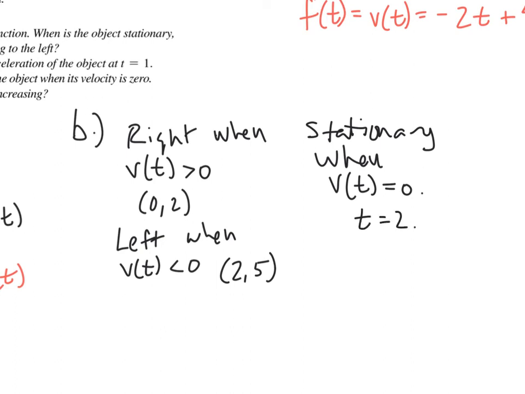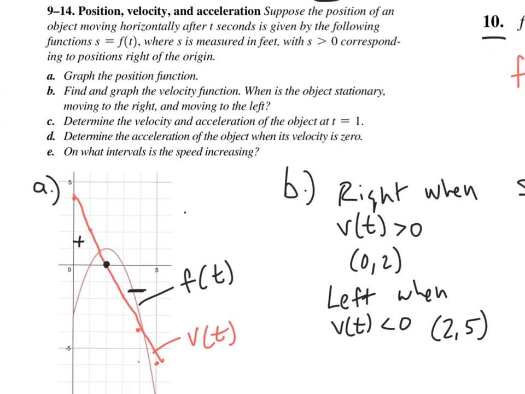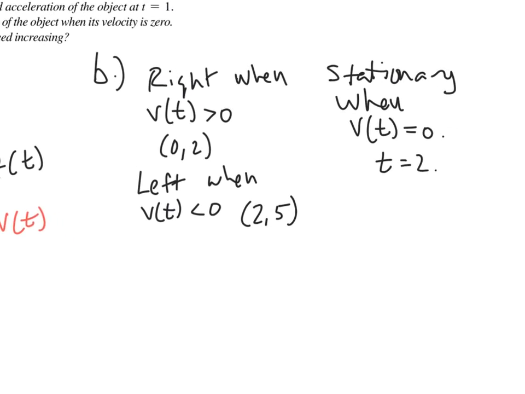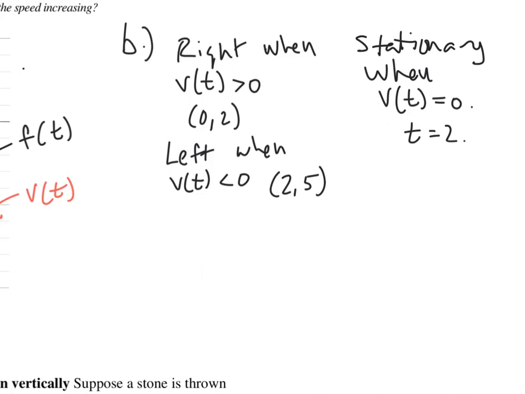Okay, so that's that for part B. Okay, let's take a look at part C. Part C asks, determine the velocity and acceleration of the object at t equals 1. So I'm going to put part C right here, and it wants to know what's the velocity and acceleration at time equals 1.